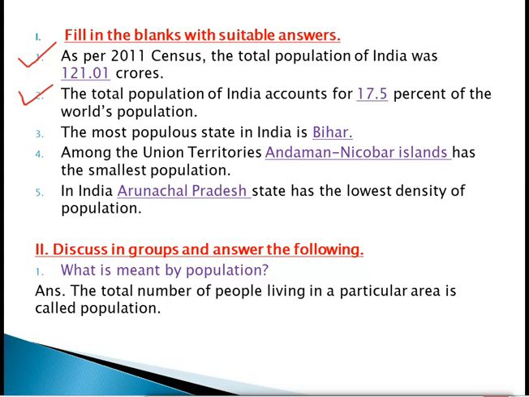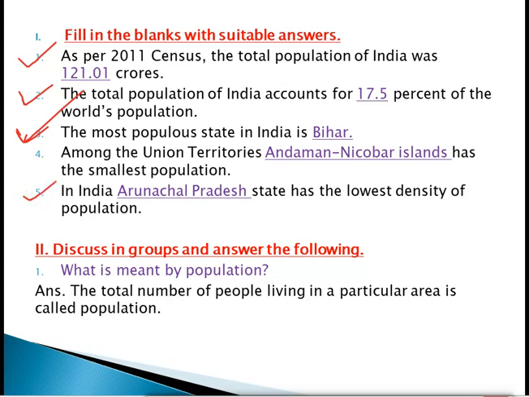The most populous state in India is Bihar. Among the union territories, dash has the smallest population. So which union territory has the least population? It is Andaman Nicobar Island, which has the smallest population.